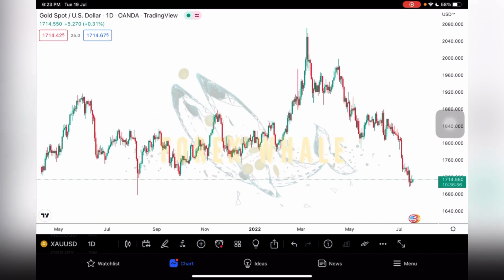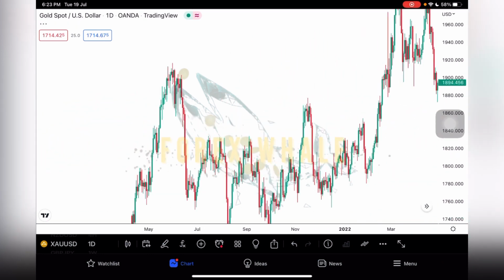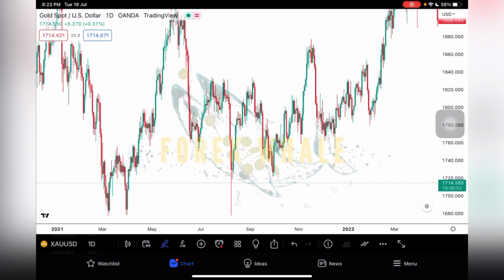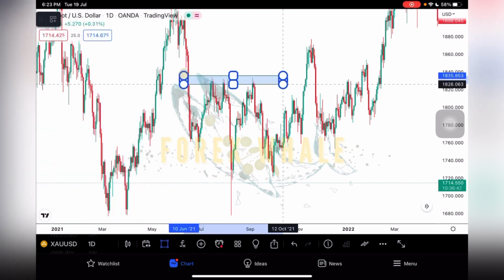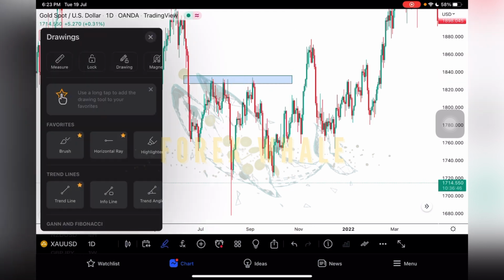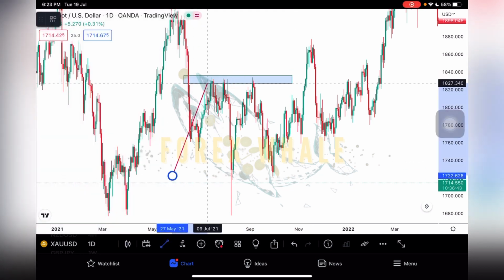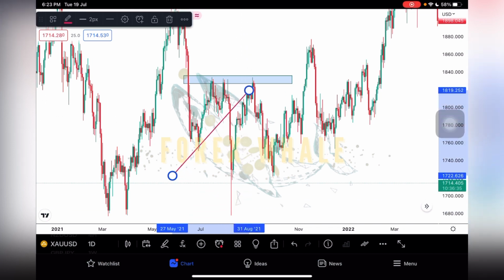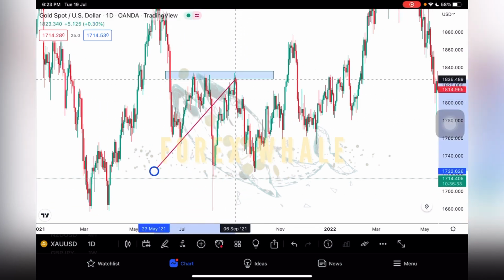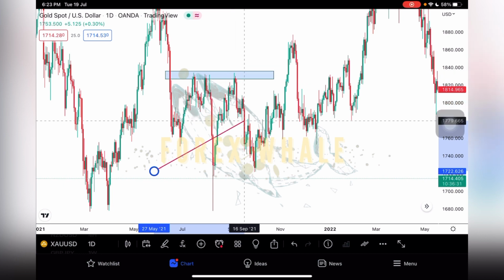So when we see an SNR, for example here, this is a very straightforward example. Here you do have a resistance, a major resistance, another major resistance, and you see that this major resistance created this strong move to the downside, hence why when price comes back, this would be your sell zone.